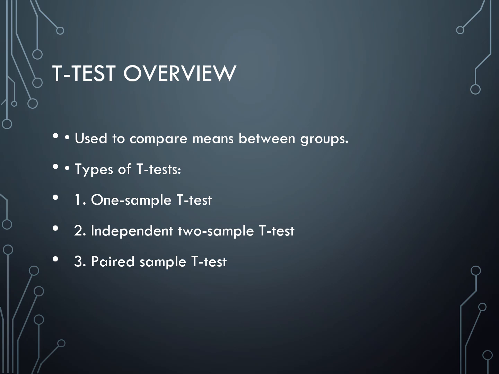Introduction to t-test. The t-test is a statistical test used to compare the means of two groups. It tells us whether the difference between the means is real or just due to random chance. There are three types of t-test. One-sample t-test compares a sample mean to a known population mean. Independent two-sample t-test compares the means of two different groups. Paired-sample t-test compares means from the same group at two different times, before and after.